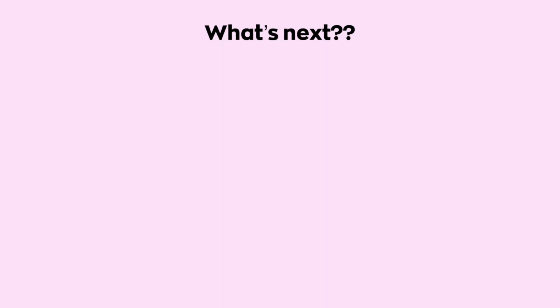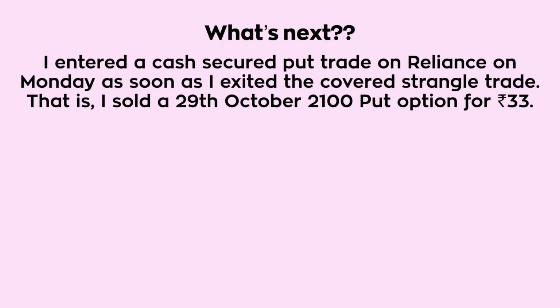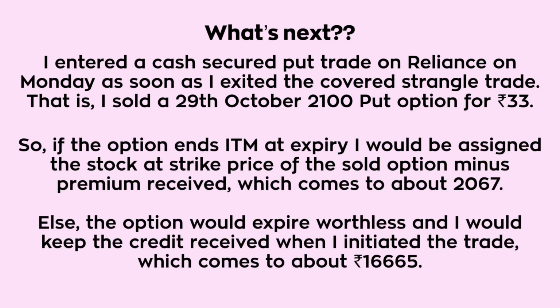So what's next? I entered a cash secured put trade on Reliance on Monday as soon as I exited the covered strangle trade. That is, I sold a 29th October expiry 2100 put option for Rs 33. So if the option ends in the money at expiry, I would be assigned the stock at the strike price of the sold option minus premium received, which comes to about Rs 2067.